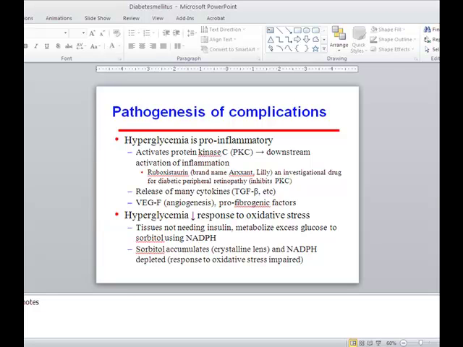inflammation is also suppressed. And hyperglycemia leads to the release of many cytokines, and it also leads to vascular endothelial growth factors, which in turn normally promotes the formation of new blood vessels.